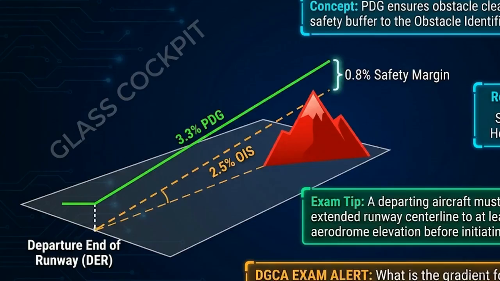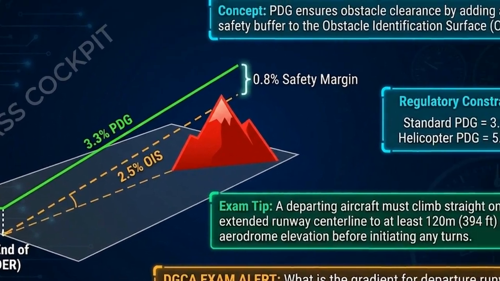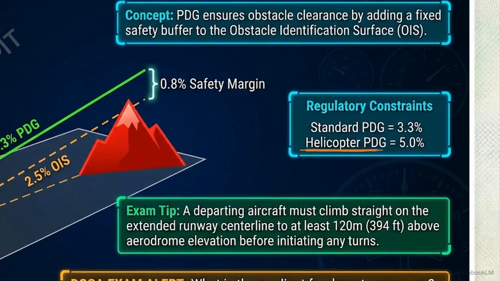This 3D wedge diagram illustrates the procedure design gradient. It starts with an obstacle identification surface rising at a 2.5% slope. PANS-OPS then layers an inflexible 0.8% safety margin on top of that terrain. Combine them, and you get the standard required climb gradient of 3.3%. While fixed-wing aircraft adhere to that 3.3% standard, Category H helicopters operate under tighter tolerances and must meet a steeper procedure design gradient of 5%.